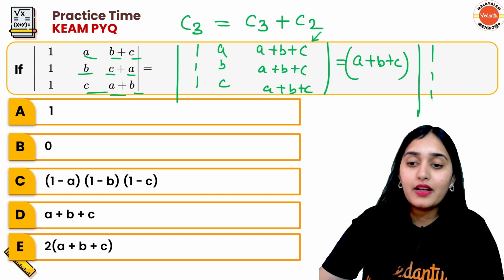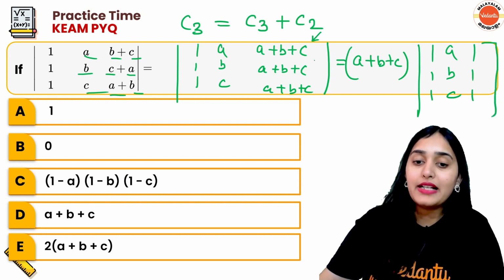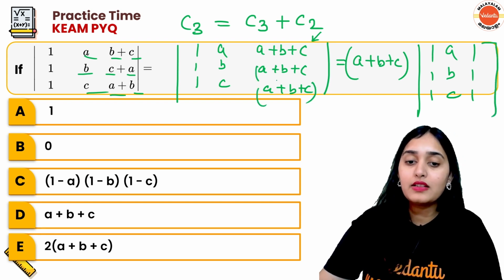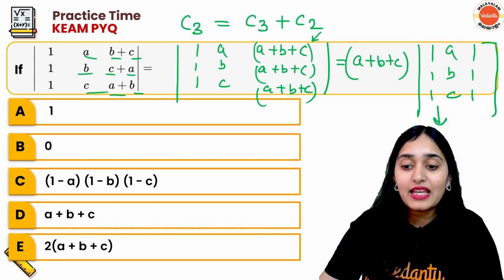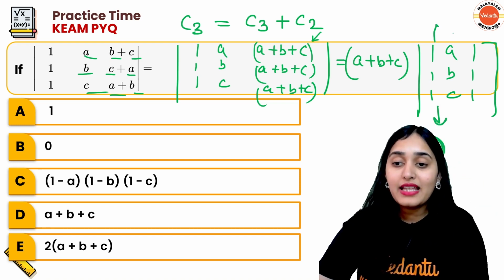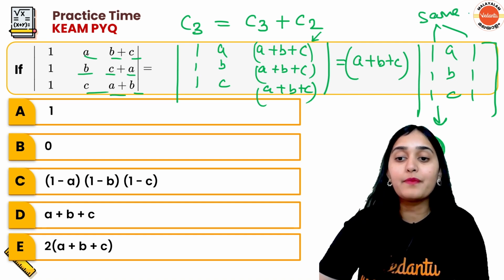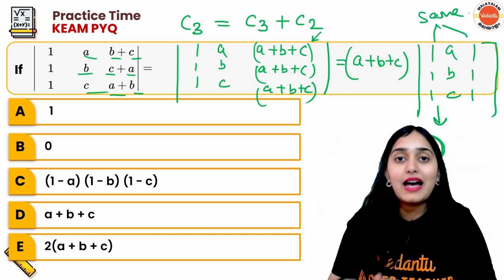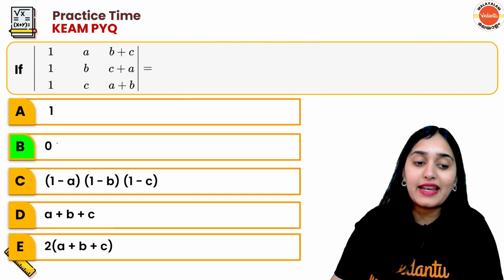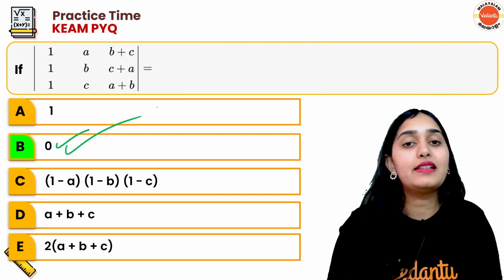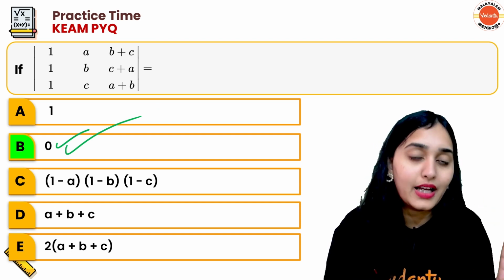Determinant will become 1, 1, 1, a, b, c, 1, 1, 1. Right? I will take out a plus b plus c common. Now, what is the determinant? 0. Why 0? This and this are same to same. If two columns are same to same, determinant is 0. So, you can directly say that your determinant is 0. Now, this was a quicker question.